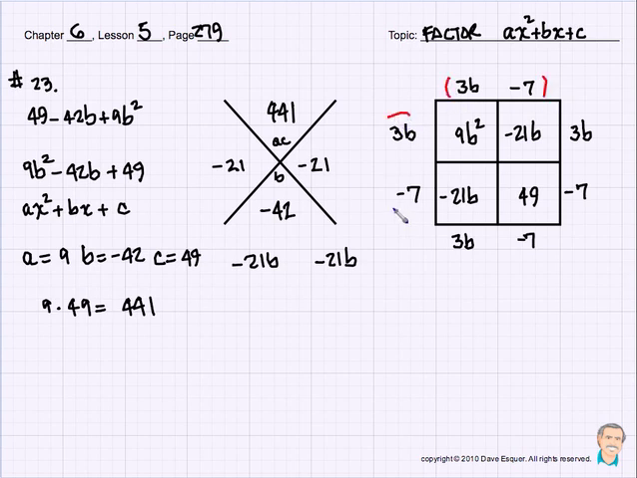We have our two solutions, 3b minus 7 and 3b minus 7. So our solution turns out to be 3b minus 7 squared.